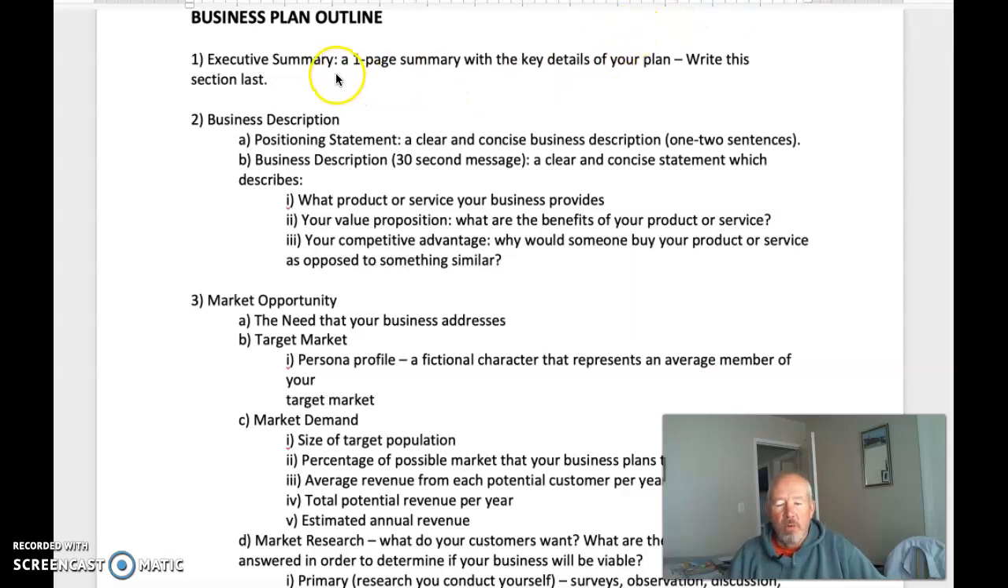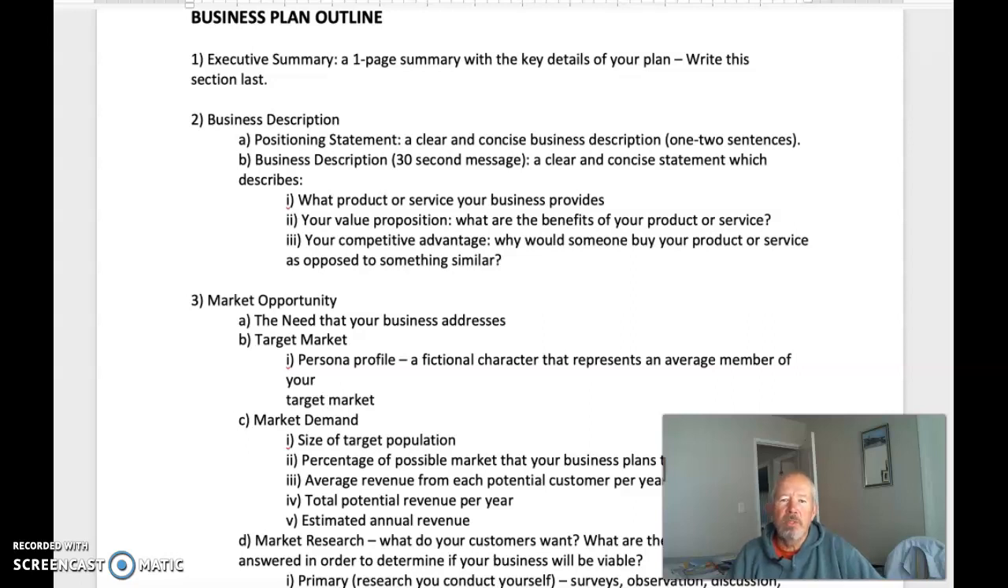So to start with, the first item on the list is the executive summary, and that's a one-page summary, or sometimes two pages, of the plan. It's not a summary of the plan itself, it's a summary of the important points in the plan, the most important points. And the idea is to grab the reader and encourage them to read the rest of it. So you write this section last.